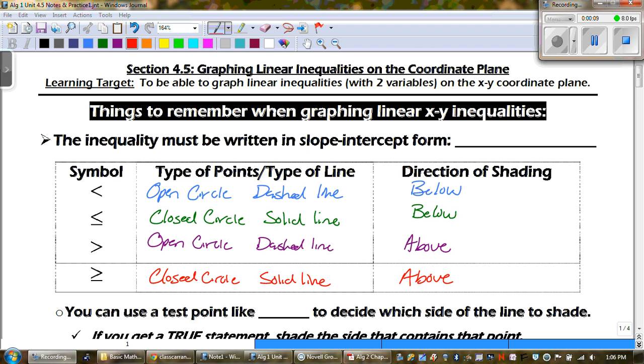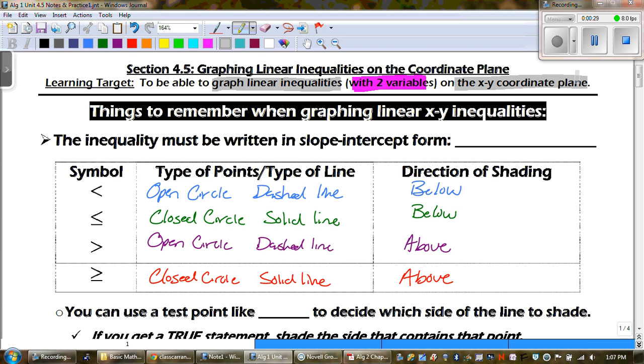Today we're talking about graphing linear inequalities on the coordinate plane. Our learning target today is to be able to graph linear inequalities with two variables on the x and y coordinate plane. Now, things to remember when graphing.